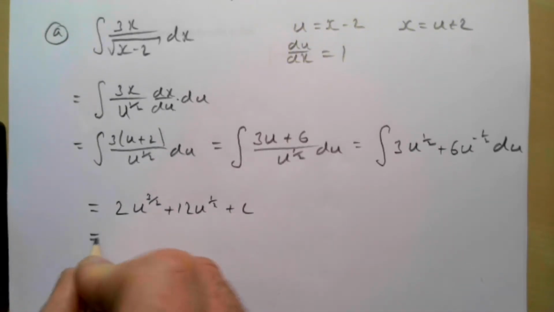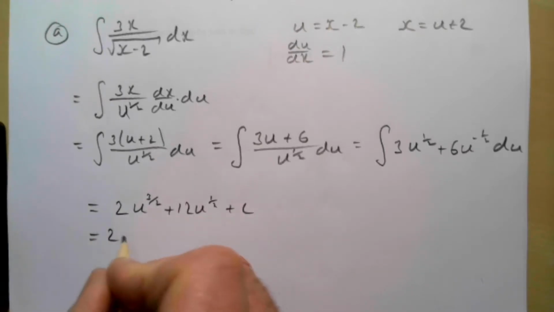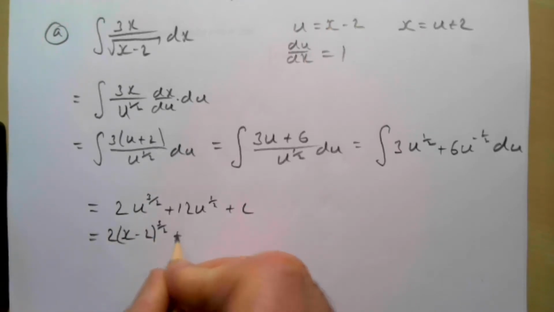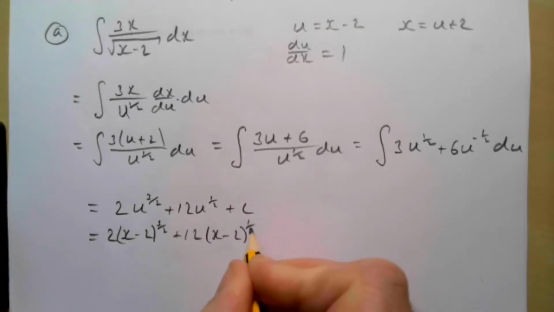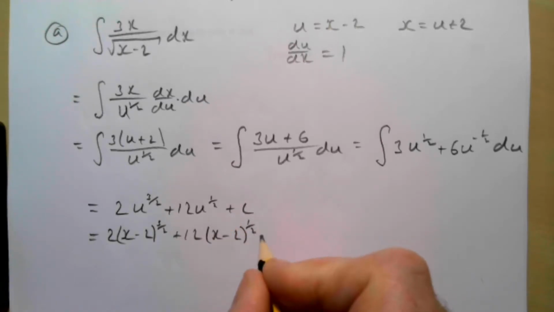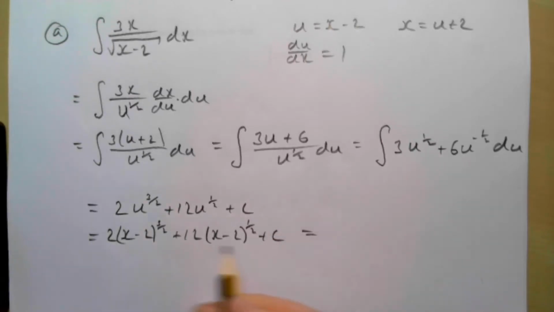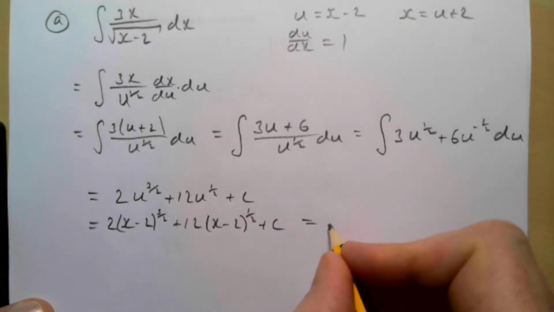We now need to change back, so we're going to get then our u exchanged for an x plus 2, sorry, an x minus 2. 2 times x minus 2 to the 3 over 2 plus 12 times x minus 2 to the power of a half plus c. Incidentally, this would give you full marks. You don't need to factorize out the last bit, however you can if you wish. So factorizing out the last bit, we could take out an x minus 2 to the power of a half here.